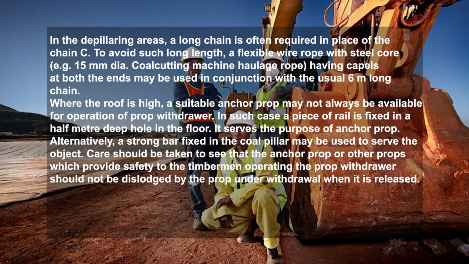Where the roof is high, a suitable anchor prop may not always be available for operation of the prop withdrawer. In such a case, a piece of rail is fixed in a half-meter deep hole in the floor. It serves the purpose of an anchor prop. Alternately, a strong bar fixed in the coal pillars may be used to serve the object.